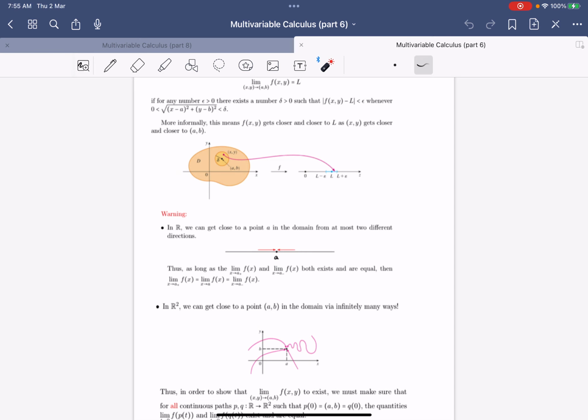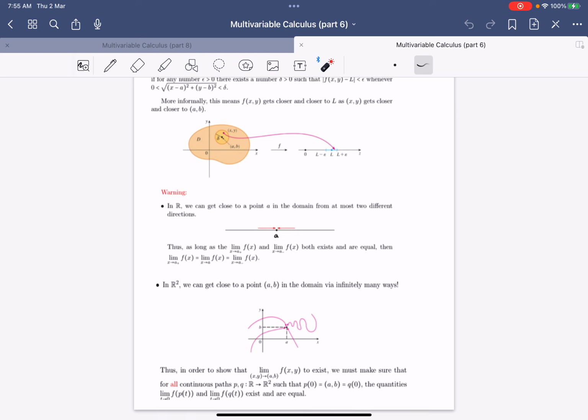Some remarks to note: in real numbers, you can get to a point in only two ways. You either go from the left or you go from the right. And so we say that the limit exists if and only if the left and right hand limits are equal to one another and exist.